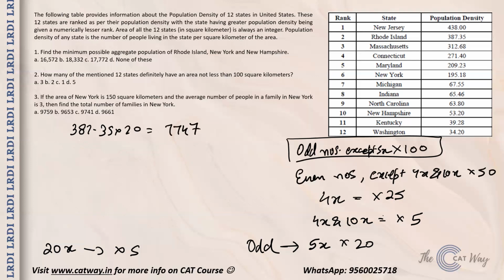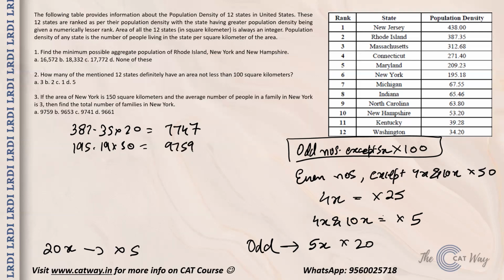Then you have New York. For New York, we have 195.18, which is an even number except 4x and 10x, so that would be multiplied with 50. So 195.18 multiplied with 50 gives us 9759.